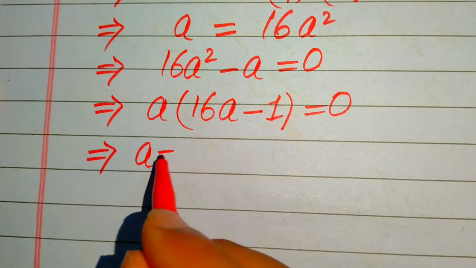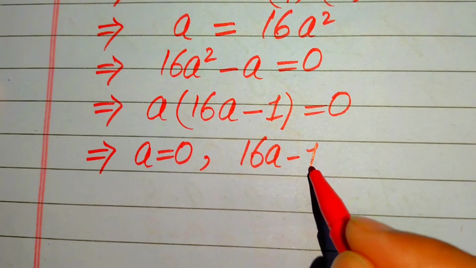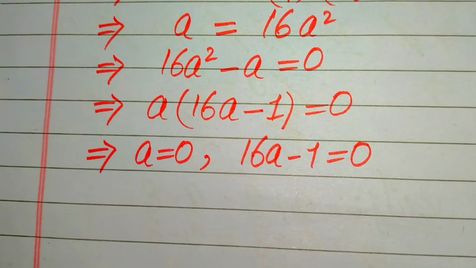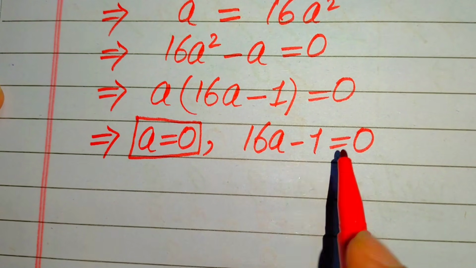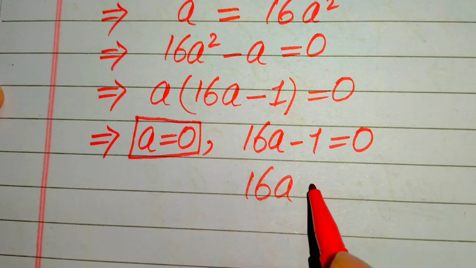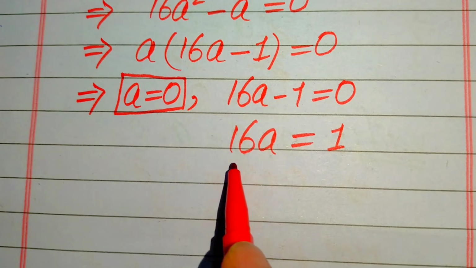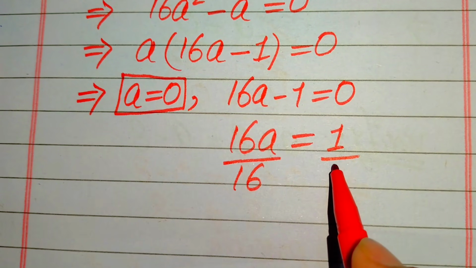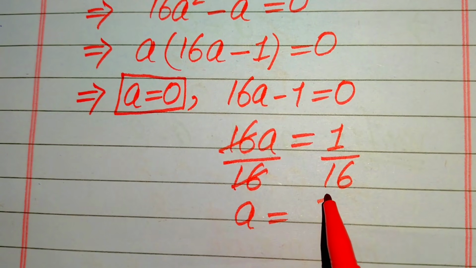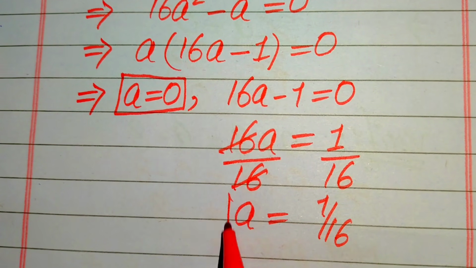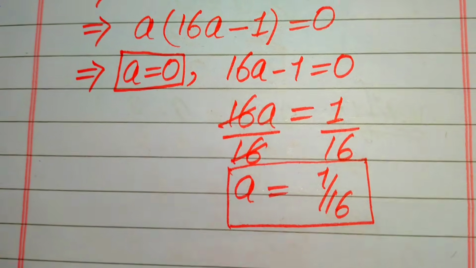And now in the next step we divide this equation into two cases. The first case is we write a is equal to 0, and the second case is we write 16a minus 1 equals 0. This is the first root of the given equation, and from here we move minus 1 to the right hand side, and we get 16a is equal to plus 1. And now for the value of a we divide both sides by 16 in order to get the other root. This 16 and this 16 are gone, and we get a is equal to 1 divided by 16. This is the second root of the given equation which we get here in this method.